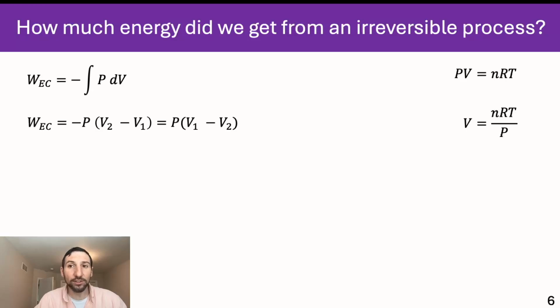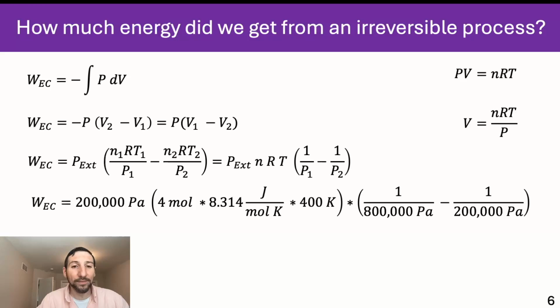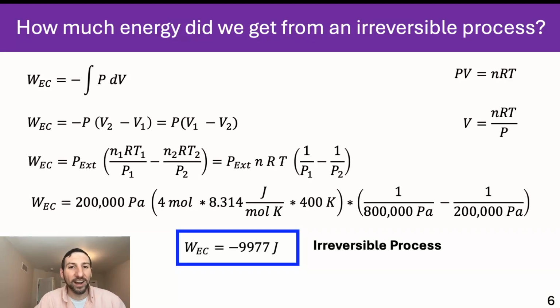We can rearrange so that my volume is equal to nRT over P, and we can substitute that into my equation. And since my moles coming in and coming out are the same, and the same with the temperature, we can pull those out and get this simplified equation for my work due to expansion. And from here we can substitute everything in, and we find that the amount of work we get out is negative 9,977 joules. And as a reminder, this is an irreversible process.